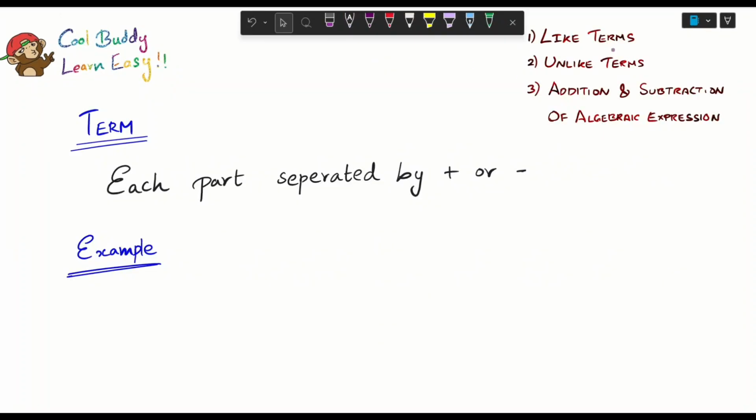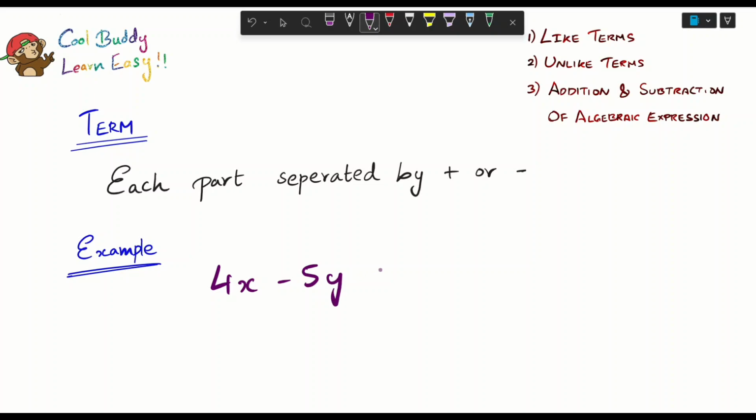Today we will understand what like terms and unlike terms are, and then finally we will learn how to add and subtract algebraic expressions. Okay, now let's understand what a term is. A term is nothing but each part separated by plus or minus. Okay, let's understand by a simple example.